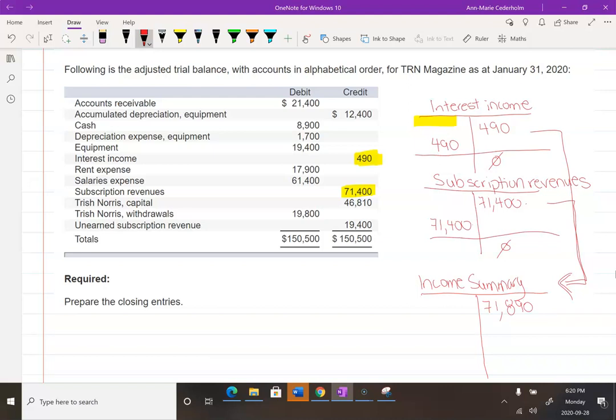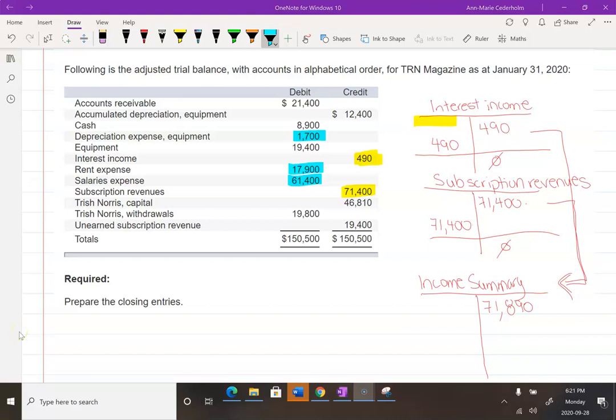Okay, now here's my second step. We're going to take all of the expenses and do the same thing. We're going to bring those balances down to zero and then move them into the income summary account. So if I'm just looking at my trial balance, I see depreciation expense of $1,700. I see rent expense of $17,900. I see salaries expense of $61,400. And I believe those are the only three expenses that I see on this company's books.